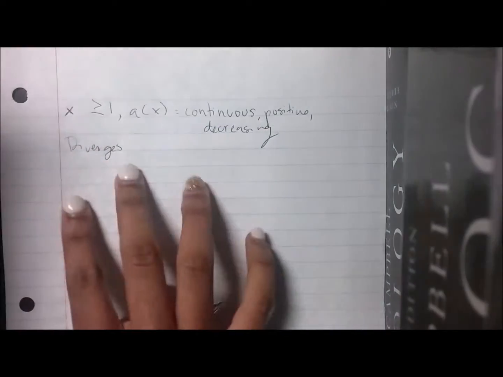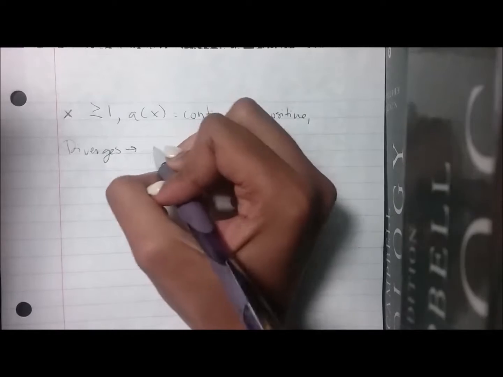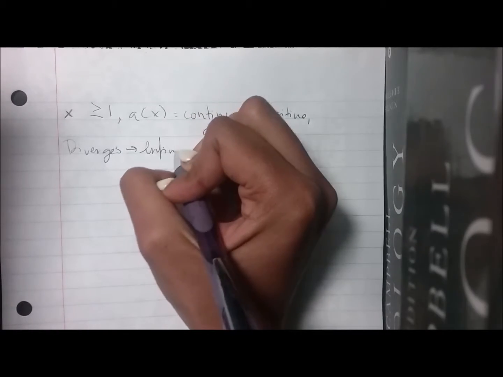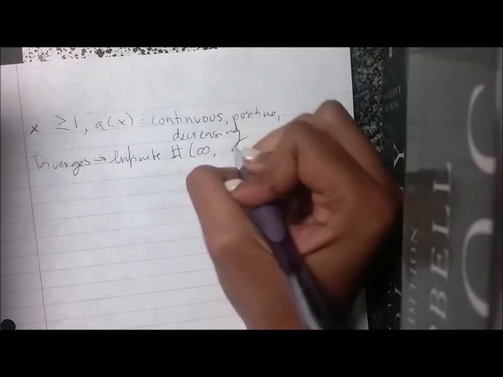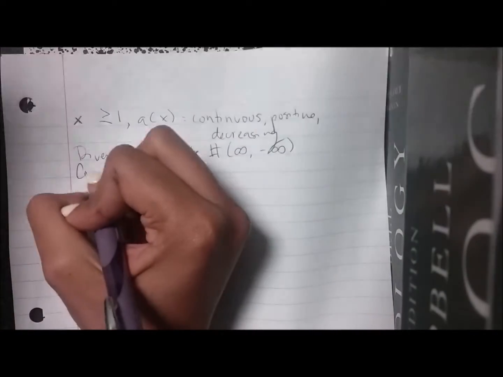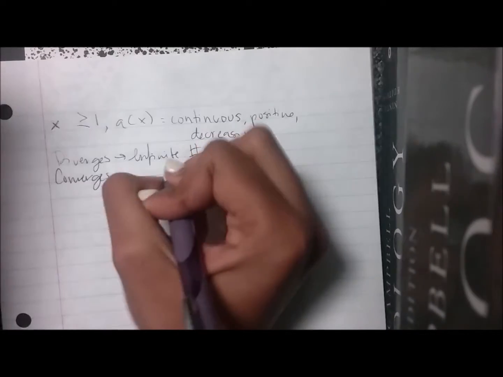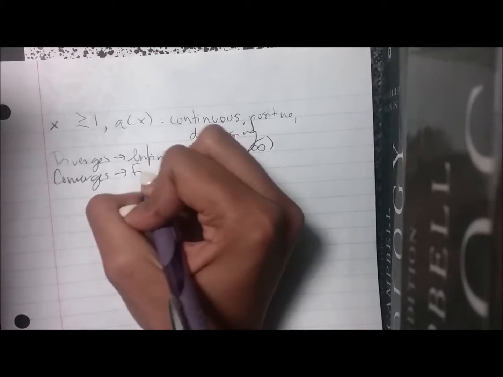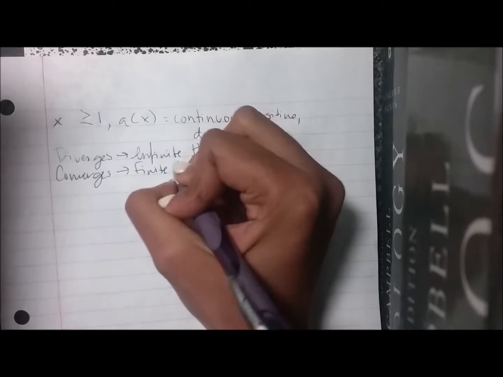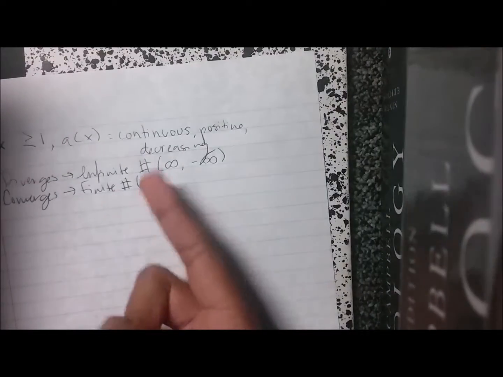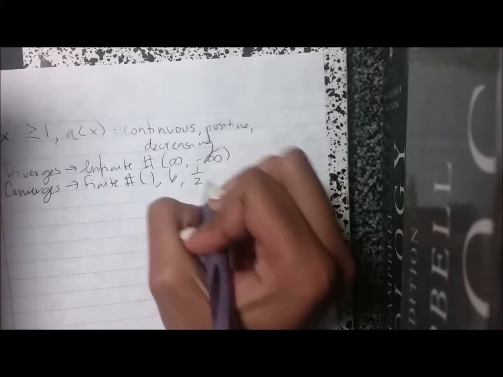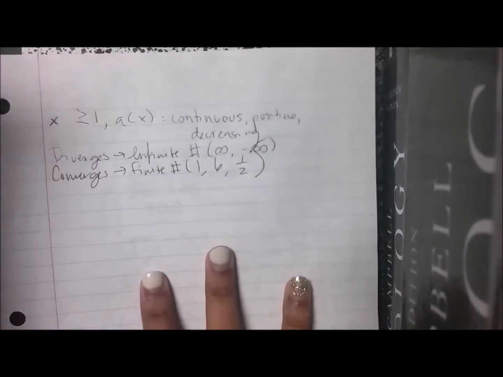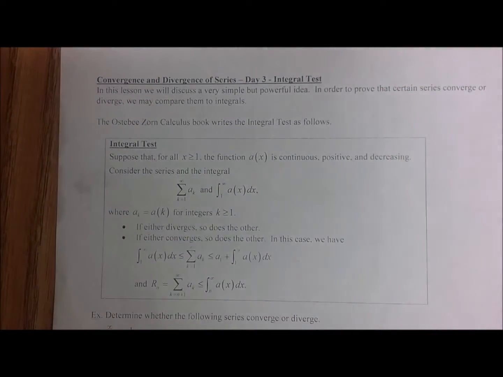that means that it's going to be an infinite number. So basically infinity or negative infinity. And if it converges, then it's going to be a finite number. So that means it's like one possible answer, like 1, 6, 1/2, like that. So we're going to be testing out the integral test.